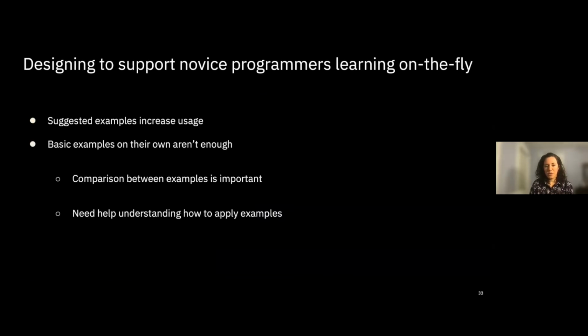So what do we learn from this? Our suggested examples did increase usage of new concepts in these open-ended contexts where the novice programmers weren't being required to use anything, and were just working independently on something that was motivating to them. But basic examples aren't enough. There's a lot more support needed for this kind of example in order to enable a novice programmer to actually take something that they see and translate it into their own program. They need to understand more about how it works and how to apply those examples.